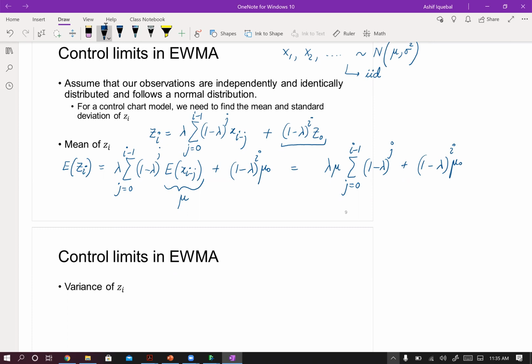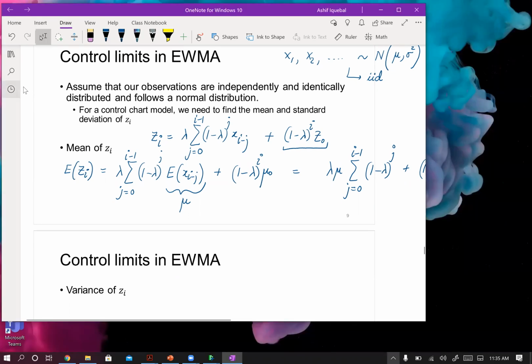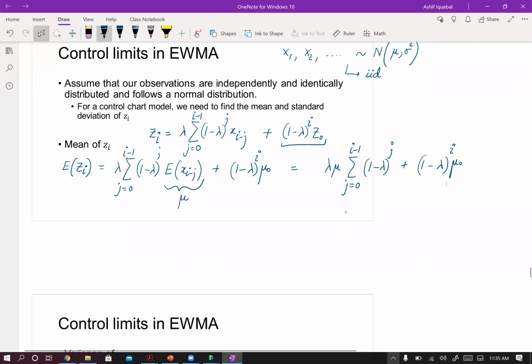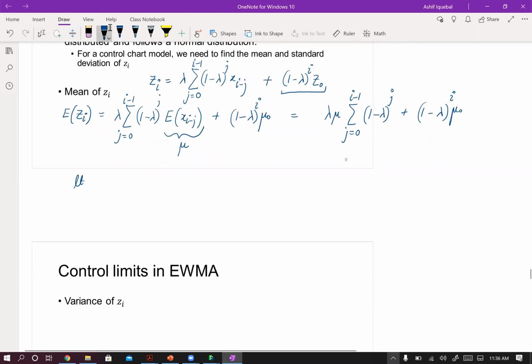Now, can anyone tell me what happens when the value of i goes to infinity? What will be the value of the expectation of Zi if i goes to infinity? Is anyone doing the calculation? No? Okay, let's do the calculation here. If i goes to infinity, let's see how we can calculate the expectation of Zi. If you look at the second term, it's (1 minus lambda) to the power of i, right? And lambda is less than or equal to 1. So this term exponentially decreases, right? So if i goes to infinity, this term will go to 0, right?